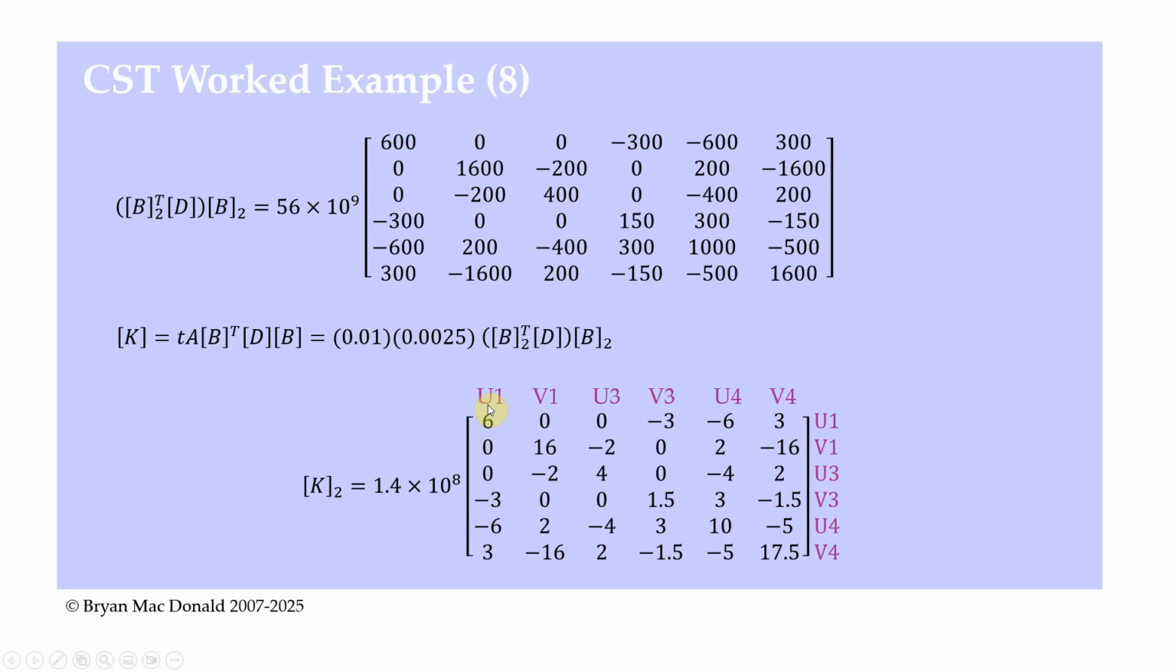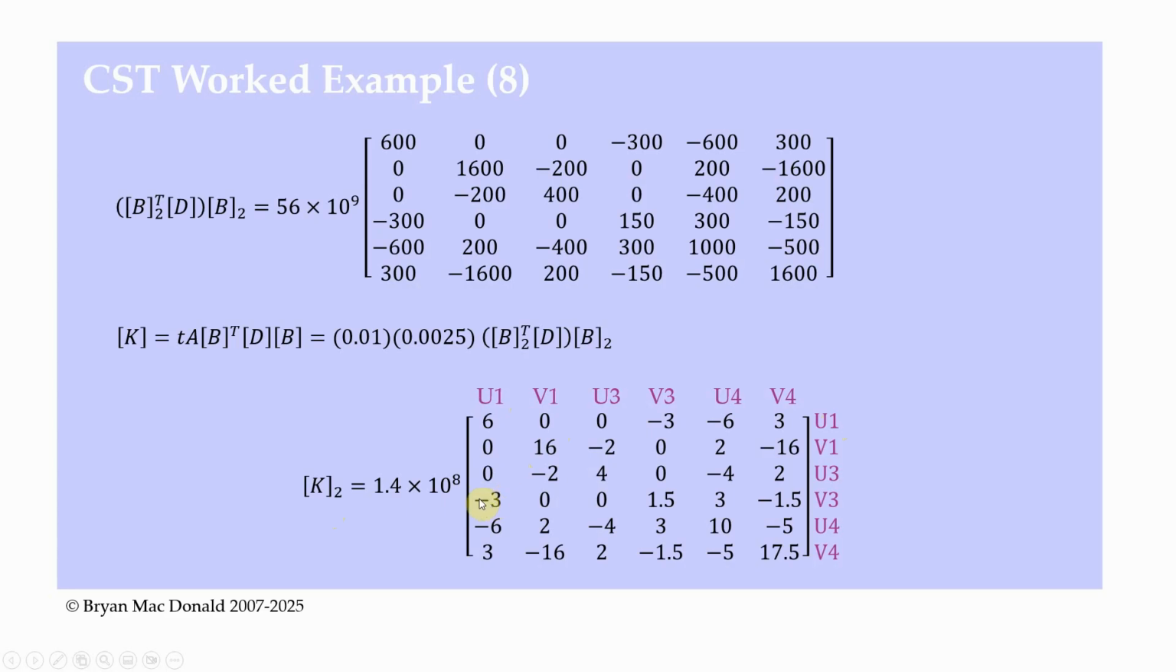This time, element number 2 does not connect to node number 2, so there's no U2 and V2 in here. Okay, so I've got U1, V1, U3, V3, U4, V4, and the same down here as well. So this element does not link these degrees of freedom to the number 2 degrees of freedom. So now what I have to do is take K1 and K2 and put them together.